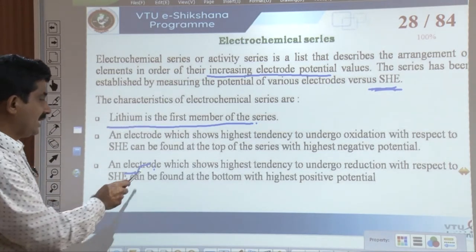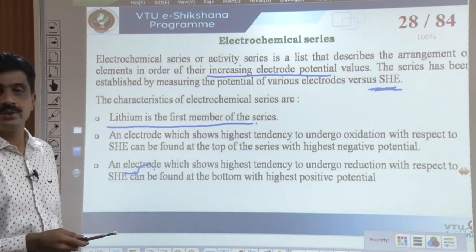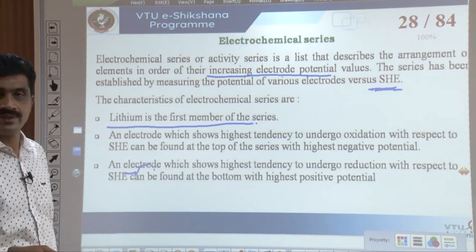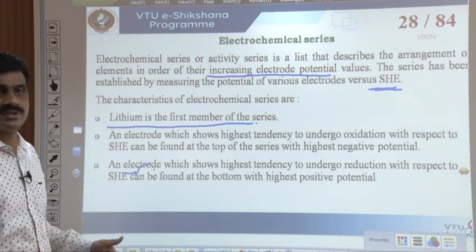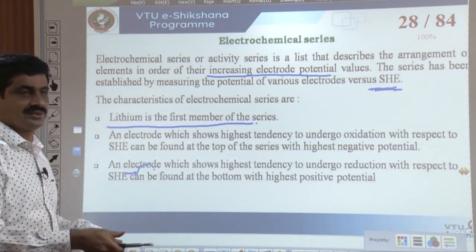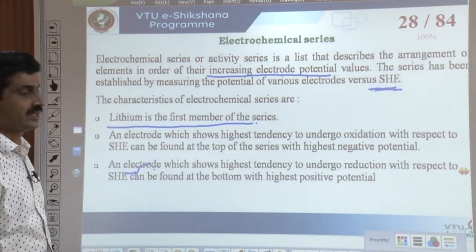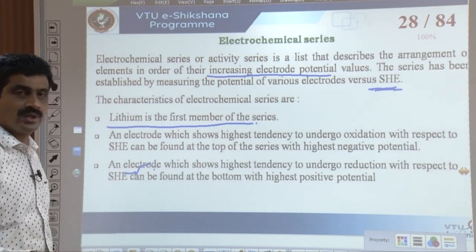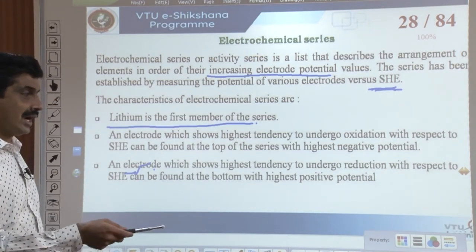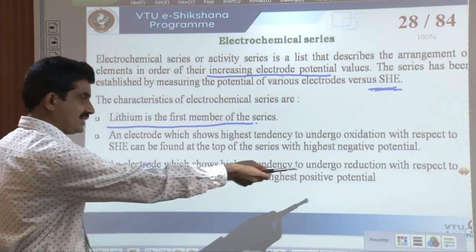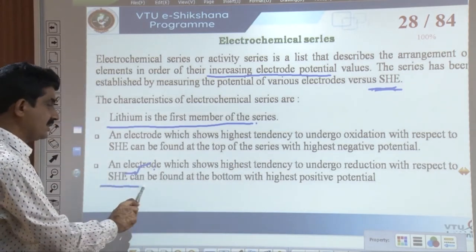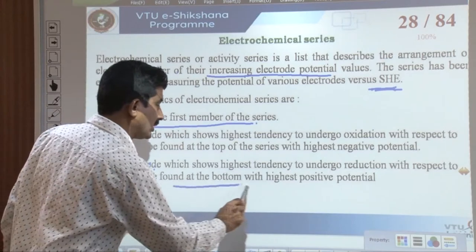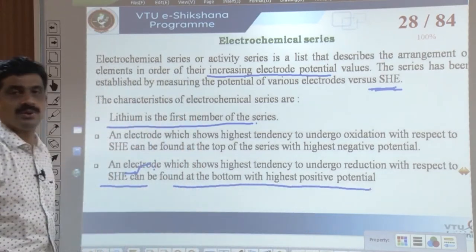Then an electrode which shows the highest tendency to undergo reduction with respect to SHE. It means if a test electrode is connected to the standard hydrogen electrode, and in that case the standard hydrogen electrode tends to act as anode, and the test electrode acts as cathode, then that electrode can be found at the bottom with the highest positive potential values.